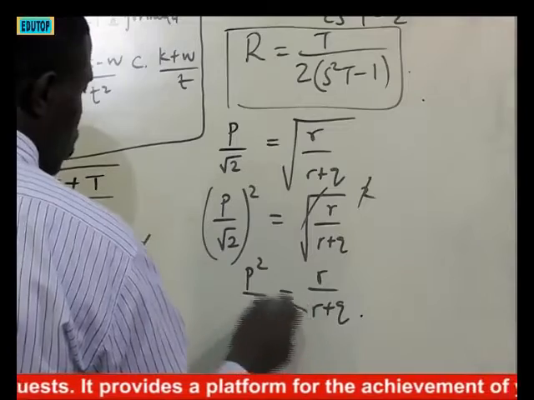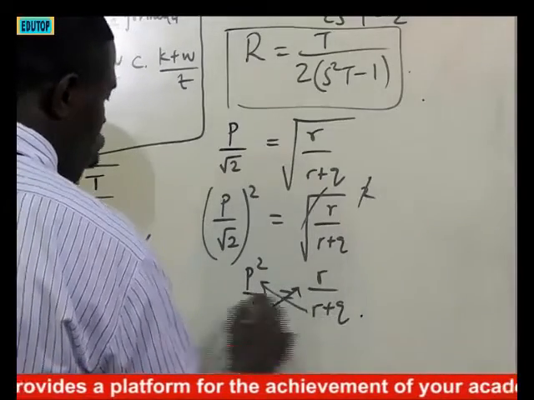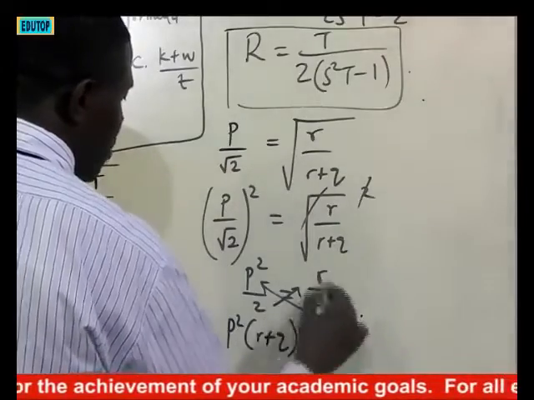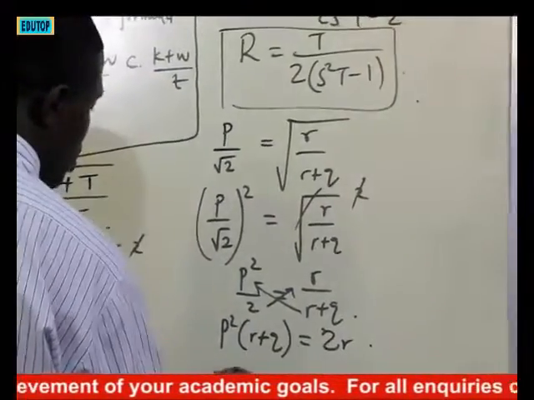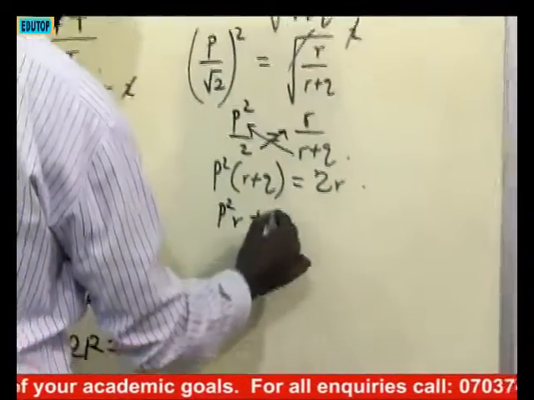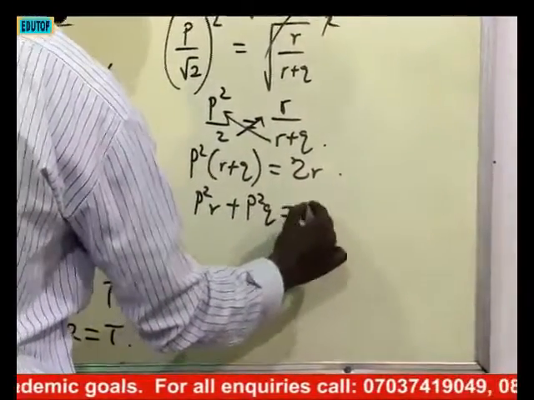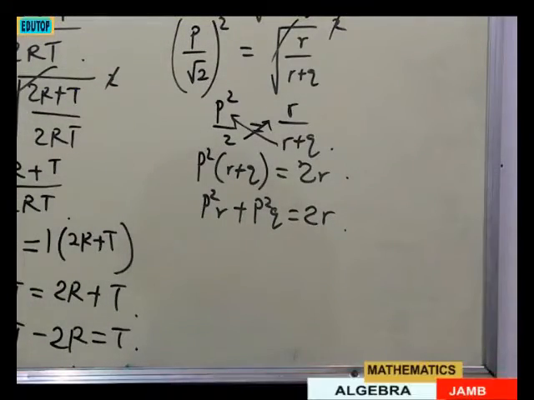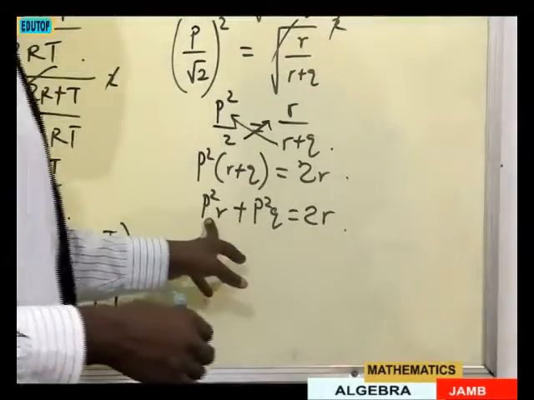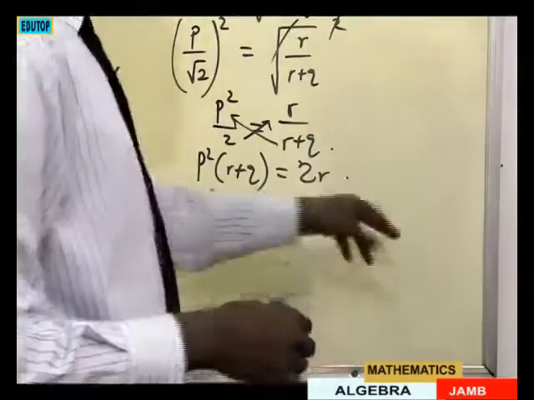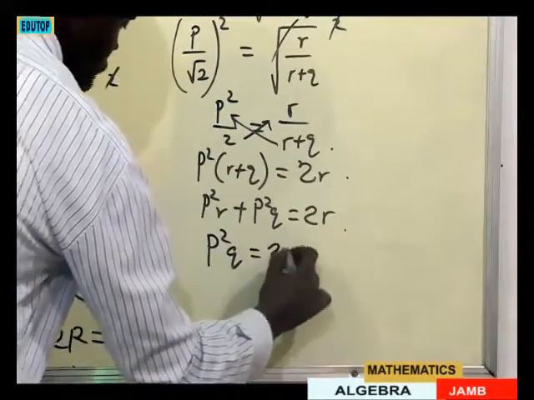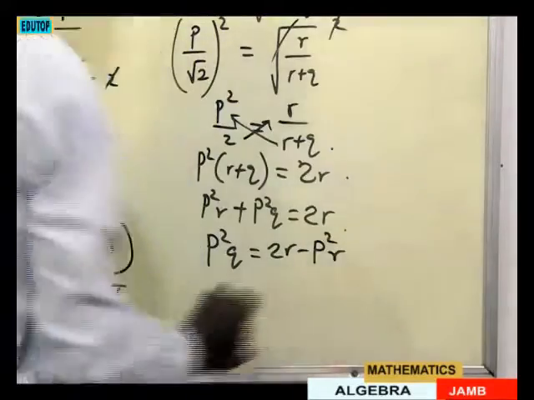What do we do next? We cross multiply. If we cross multiply, we have p squared into r plus q equals 2 times r, 2r. Let's open this one. We have p squared r plus p squared q equals 2r. Since our interest is to look for r, what we need to do here is to transfer this one to the other side. Then we have p squared q equals 2r minus p squared r.